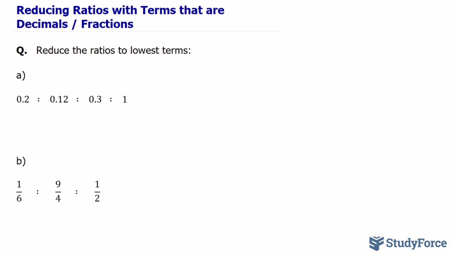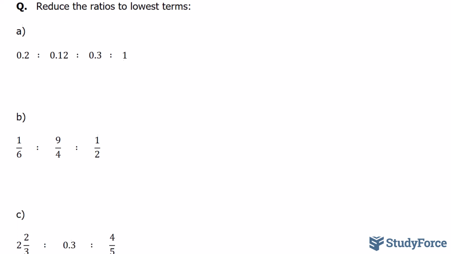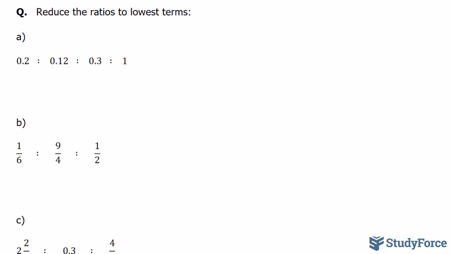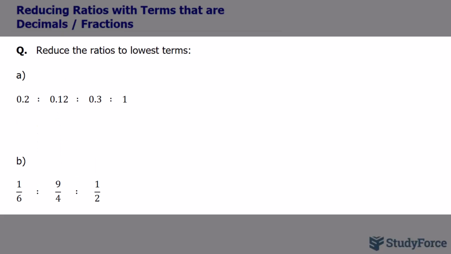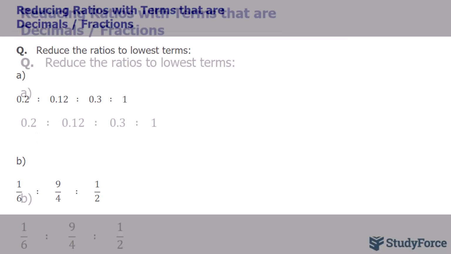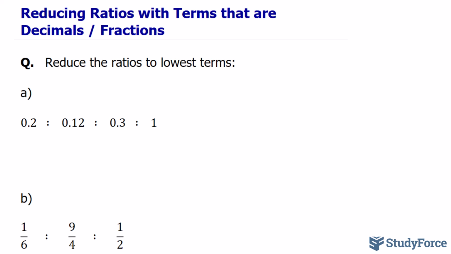Let's take a look at 3 examples where we learn to reduce ratios with terms that are decimals and fractions. The question reads, reduce the ratios to lowest terms. Focusing on the first example, notice how the first 3 terms of the ratio are decimal numbers. Before we can start reducing the terms down using common divisors, these decimal numbers need to be made into integers.